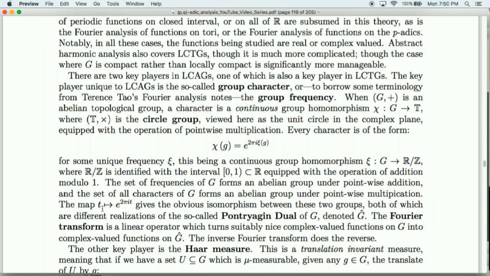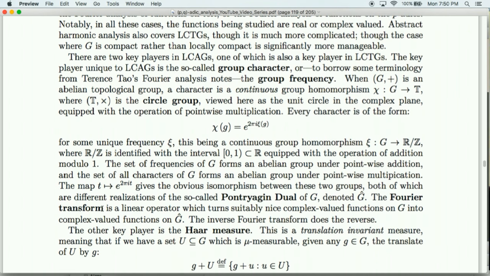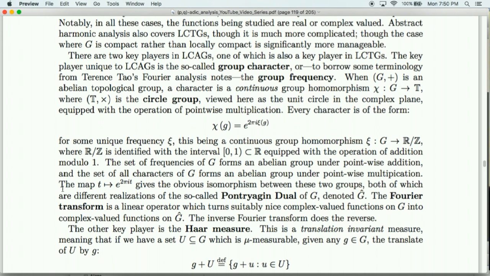The Fourier transform is a linear operator which turns suitably nice complex valued functions on G into suitably nice complex valued functions on G hat. The inverse Fourier transform turns suitably nice complex valued functions on G hat into suitably nice complex valued functions on G.